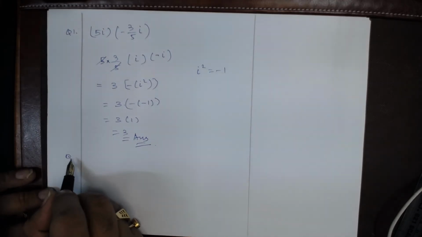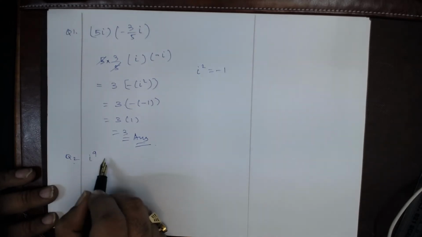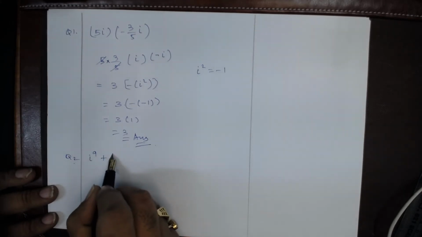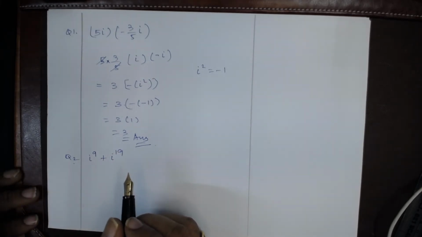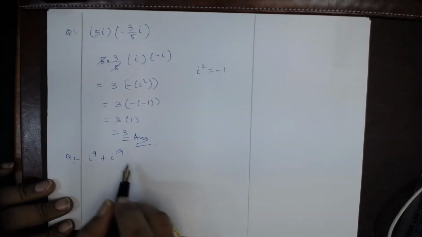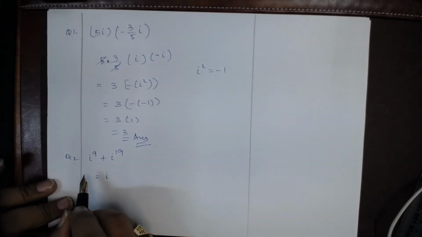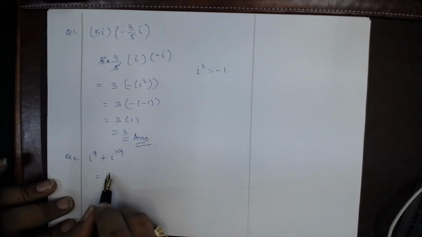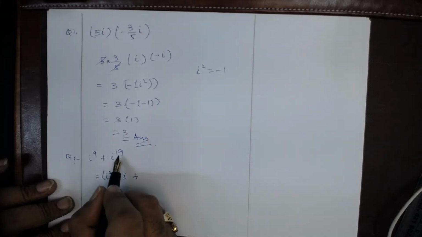Can you do similarly? i power 9 plus i power 19. So as I already mentioned, it should be based on i power 4. That will be easier for you. So we can split this as, that is, i power 9 can be i squared whole power 4, 4 2s are 8, into i. So i power 9 plus, and similarly what is the fourth multiple?